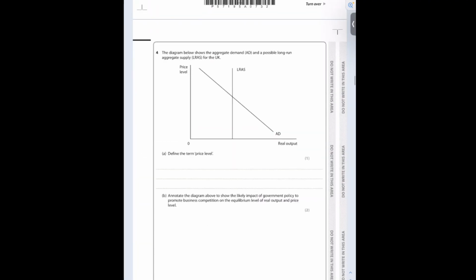Here we go, a classical LRS curve. So the diagram below shows the aggregate demand and a possible long-run average supply curve for the UK. Define the term price level. Okay. So price level on the y-axis is basically about the price of goods and services. So the price level is the average current prices of goods and services in the economy.